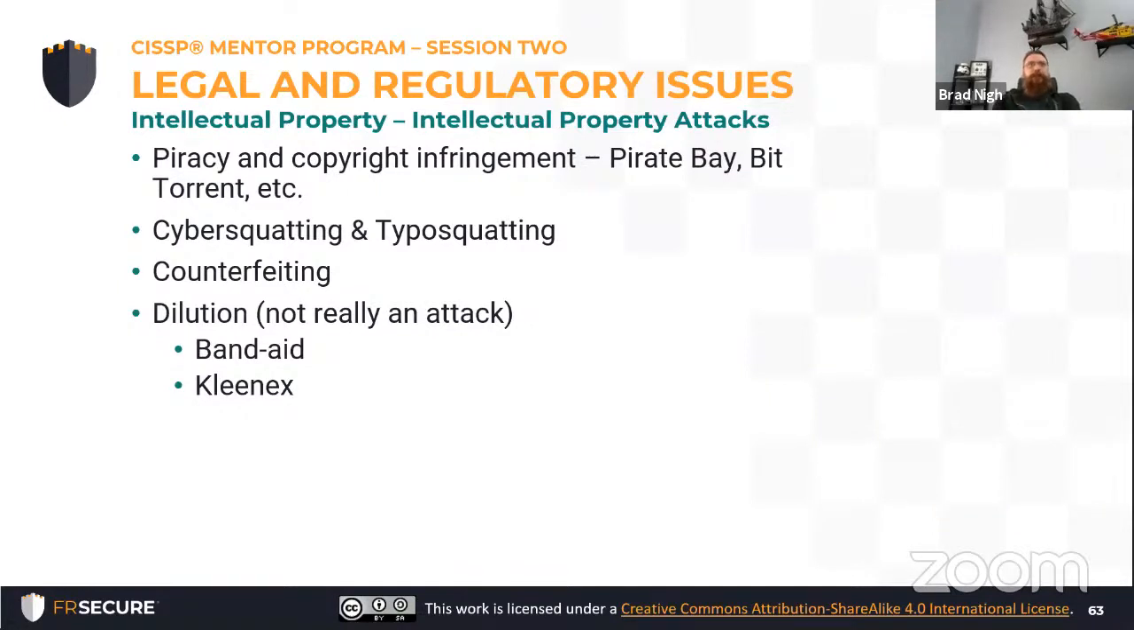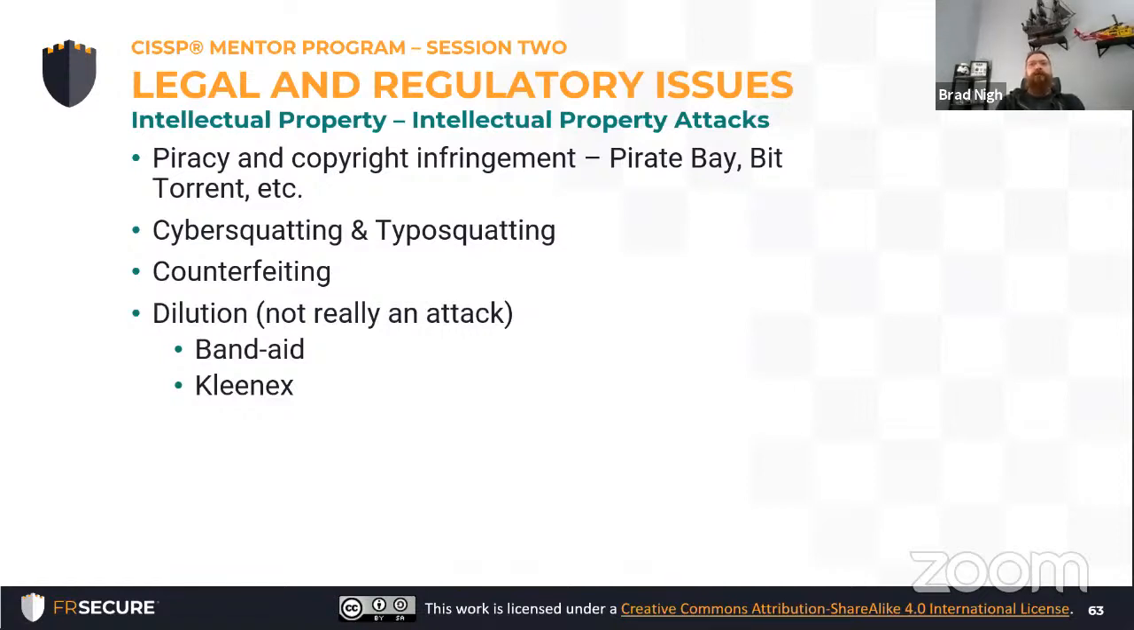All right, intellectual property attacks. Piracy, copyright infringement. This is straightforward, right? The Pirate Bay, your BitTorrent, you're downloading rips, things like that. Cybersquatting and typosquatting. So cybersquatting is when you register a domain with no intent to use it for the business that you're trying to take it from, and maybe trying to get money from them.